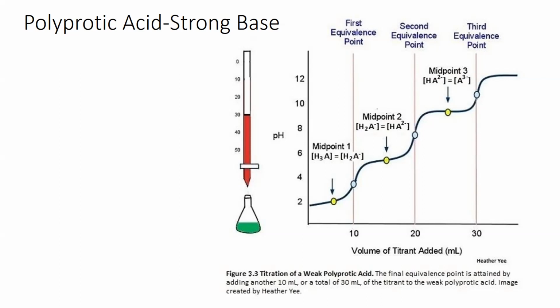When it comes to polyprotic acids, we're not going to do major calculations with this, but there are certain things you do need to know about a polyprotic acid and strong base. And of course, the reverse would be the conjugate base of a polyprotic acid with a strong acid. And so a couple things here. If you have, say, a triprotic acid, you're going to have 3 equivalence points.